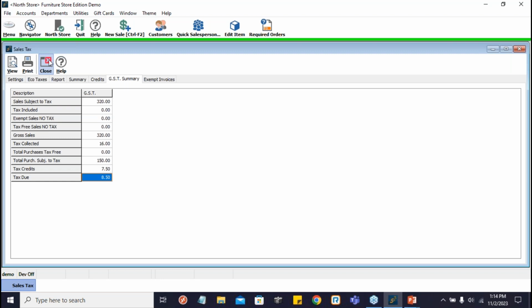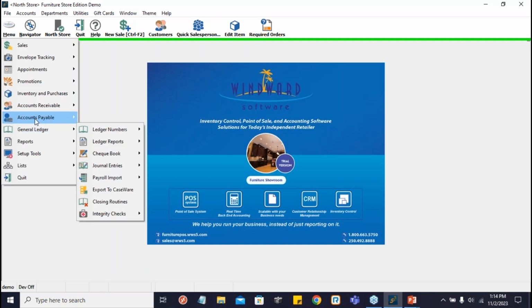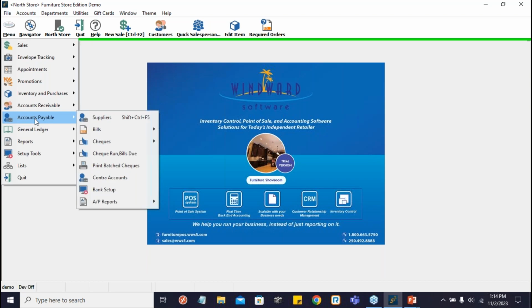From this report, I can fill out my GST form, but I can also choose to enter a bill to the CCRA. So from the menu, I go to accounts payable, bills, add bills.